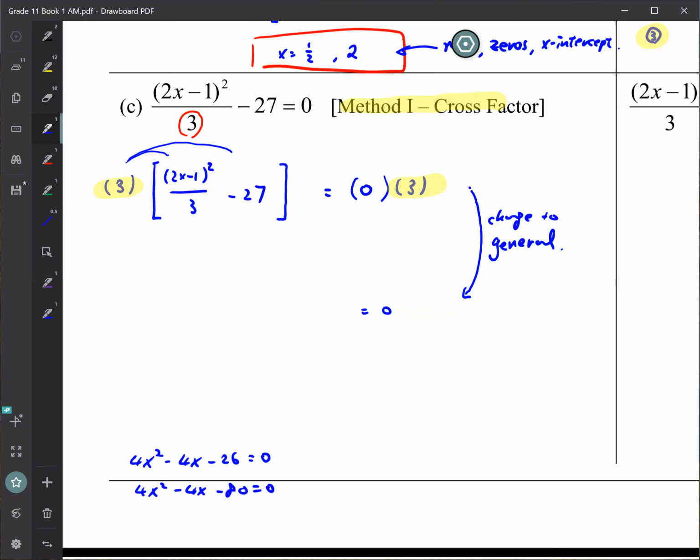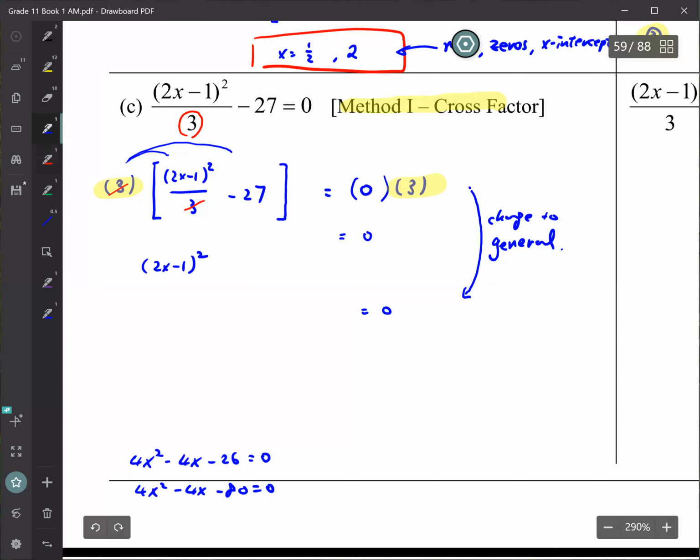Then let's see what happens here. I'm not sure which one is correct. We have to go through it. I just forgot to multiply the 3 to the 27. Oh, okay. So let's look at the left side. Of course, the right side will be 0, right? That part is the easy one. 0 times 3. When we multiply the left side, the 3 will cancel out, right? So that will give us (2x minus 1) squared, right?